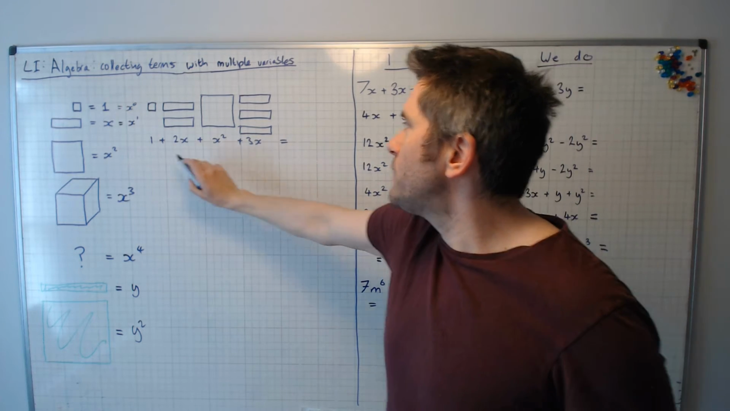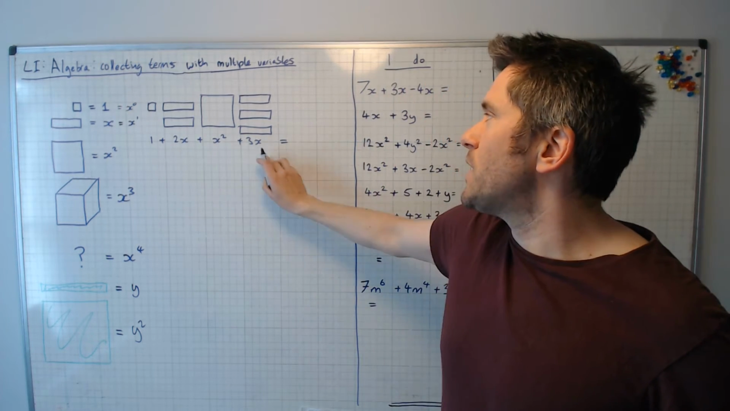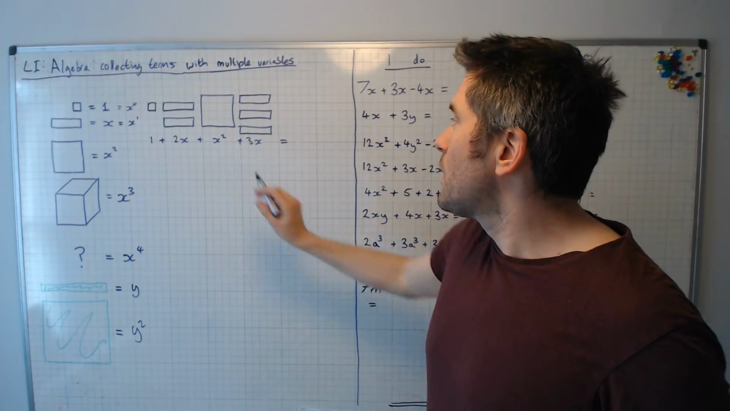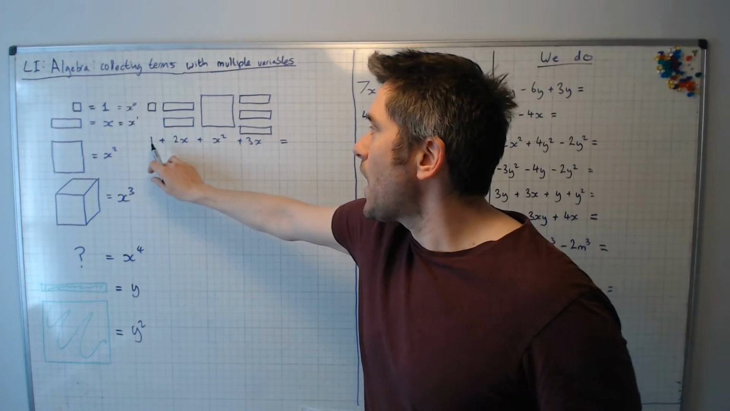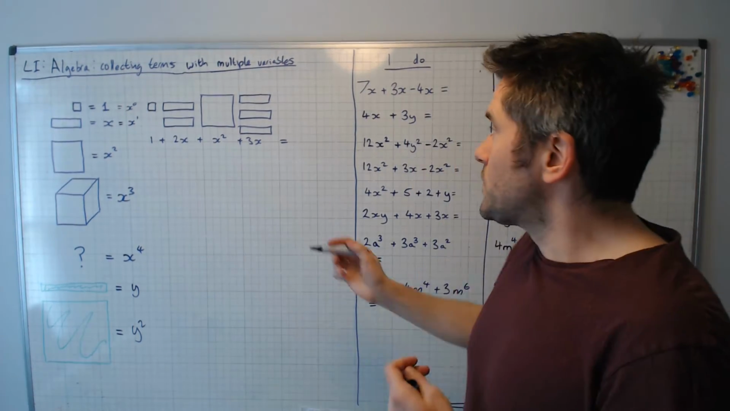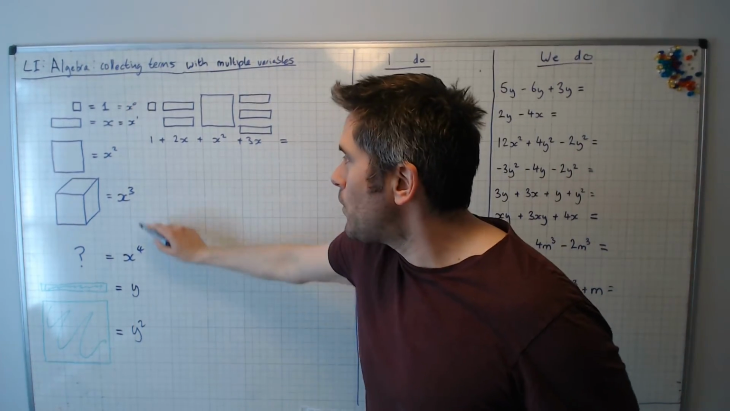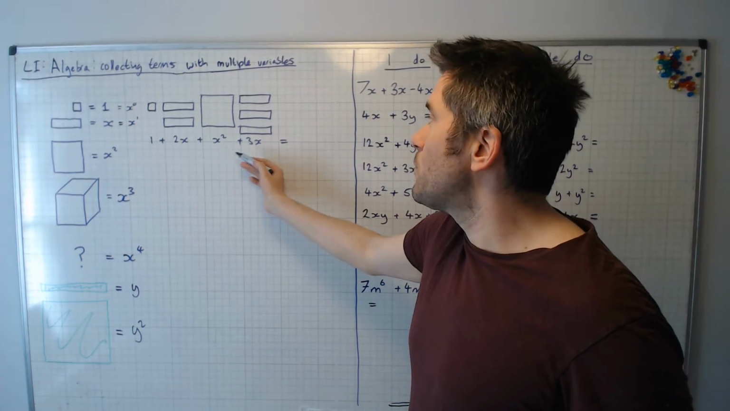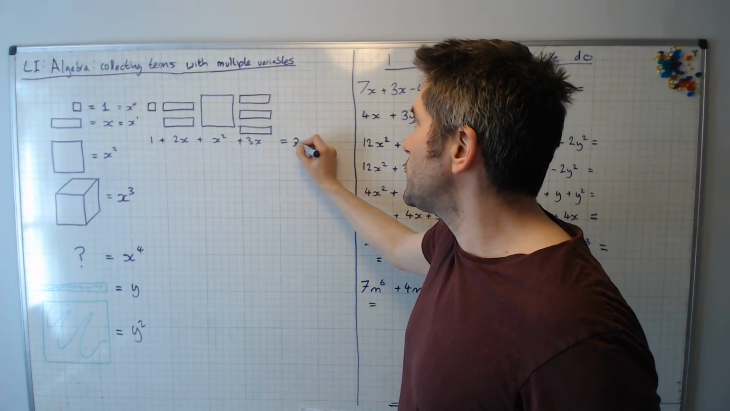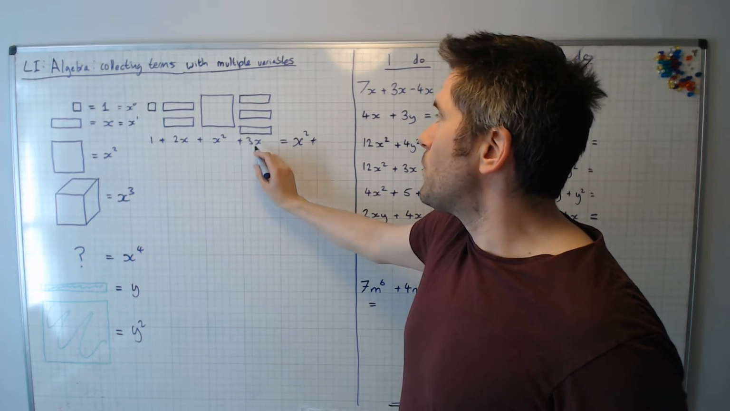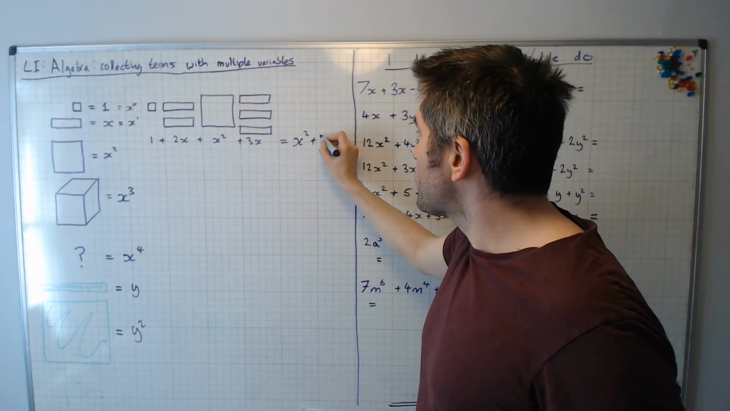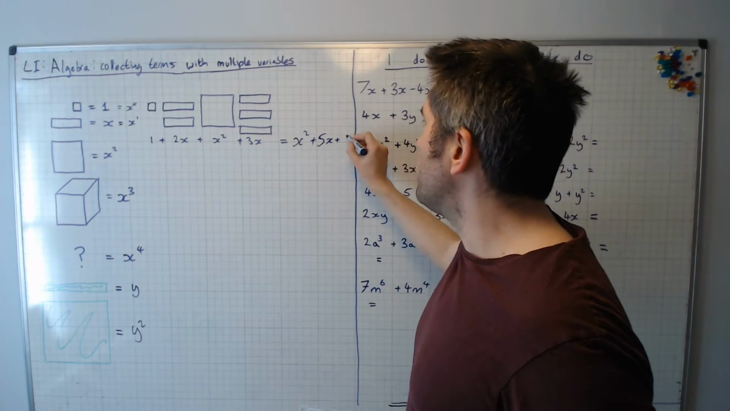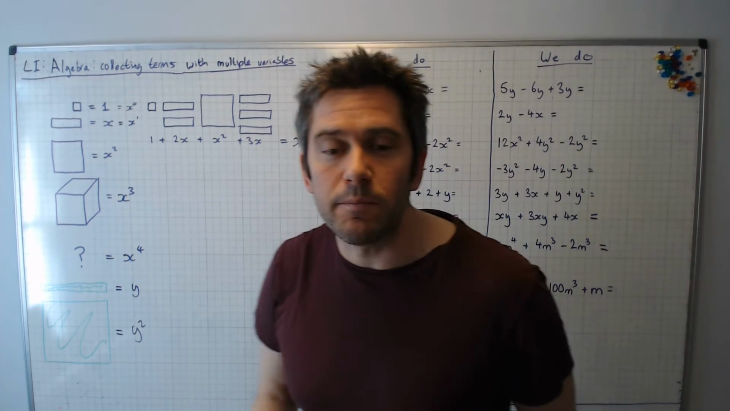So here we have 1 plus 2x plus x squared plus 3x. In total, we've got 5 of these x's, and we've got 1 of these x squared and 1 of these units. So we'll start with the highest power of x. Remember, this 1 is actually x to the power of 0. We're going to start with the highest power, which is x squared. We've just got 1 of those. And we've got 5x, and we've got 1. So that's how we can simplify that one.